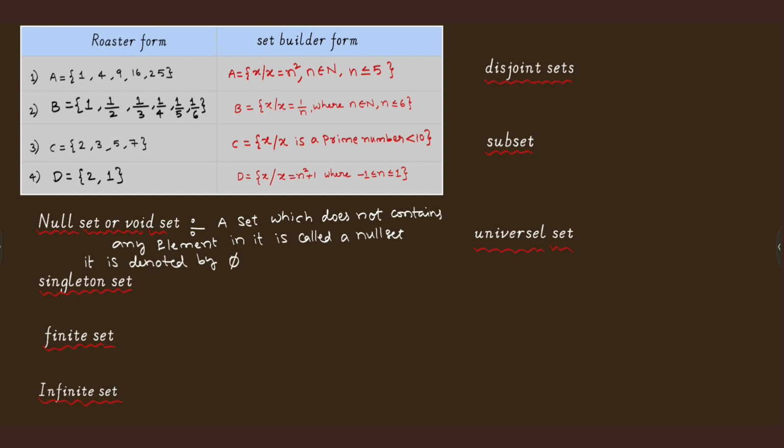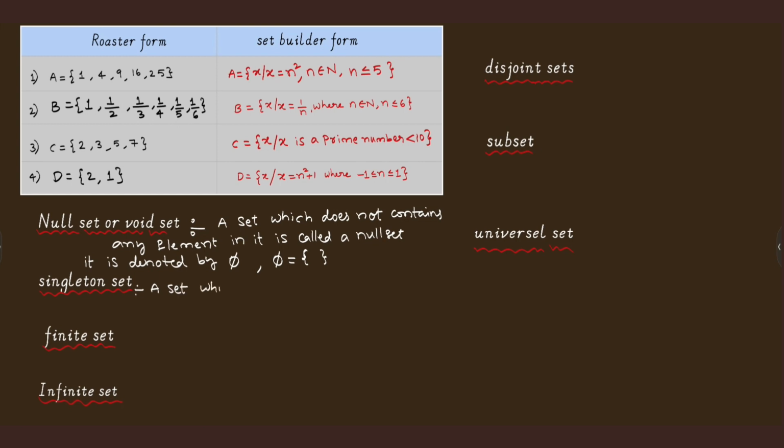So this symbol, we also write it as phi is equal to empty brackets. This is what a null set is. Hope everybody understood. This is very simple. If a set does not contain any element in it, then it will be called a null set. Then what is a singleton set? A set which contains only one element.